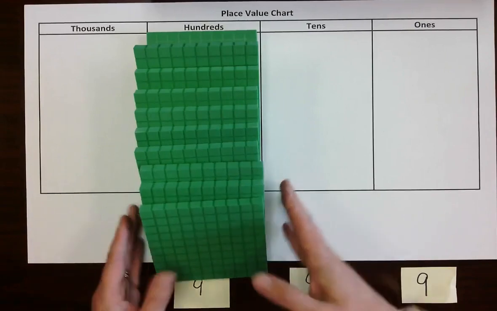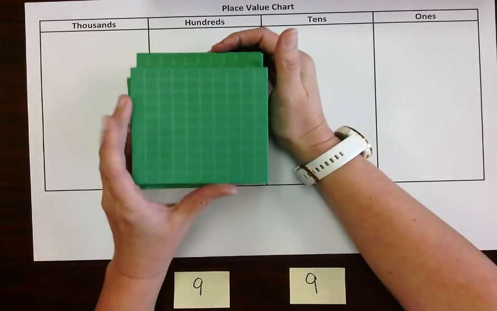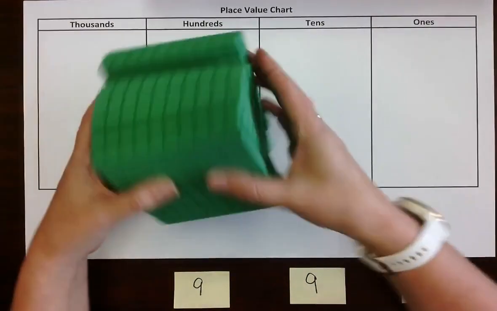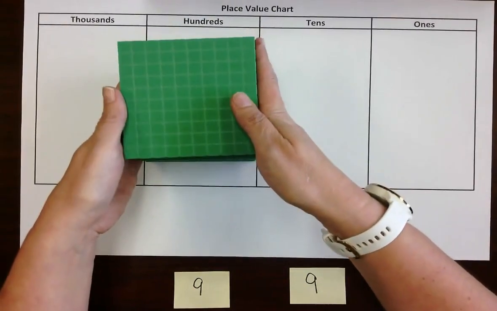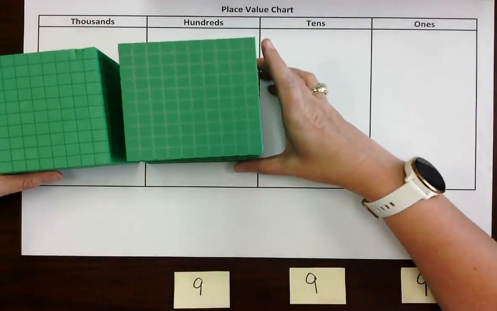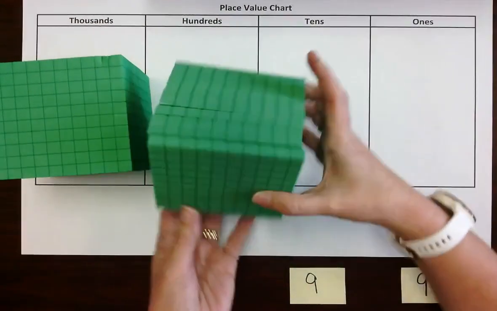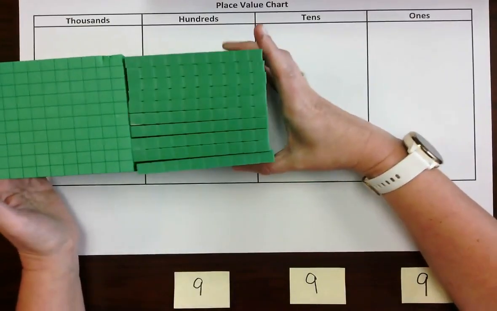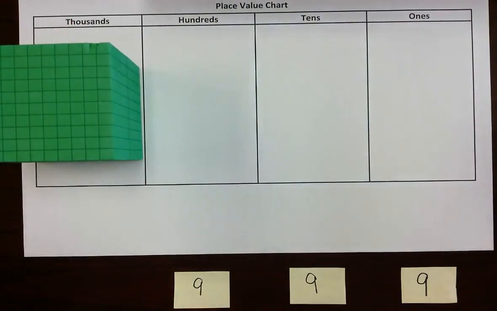But now we have 10 hundreds, so we need to pose the idea of what are we going to trade these 10 hundreds for, and that is when we introduce the 1,000 block. Making sure that they see the connection that 10 hundreds is the same thing as 1,000. So we're going to put our 1,000 block here.